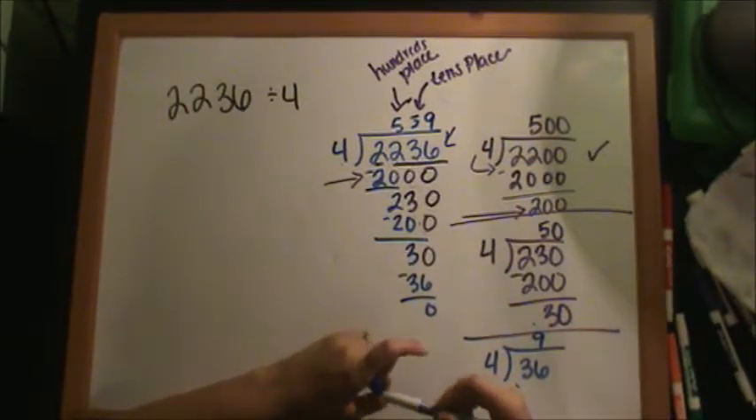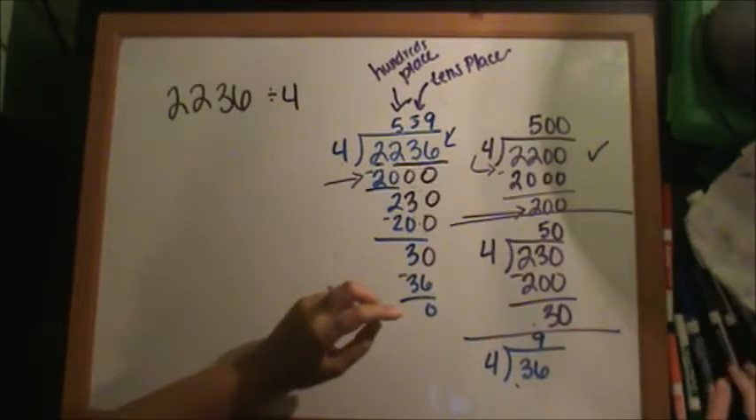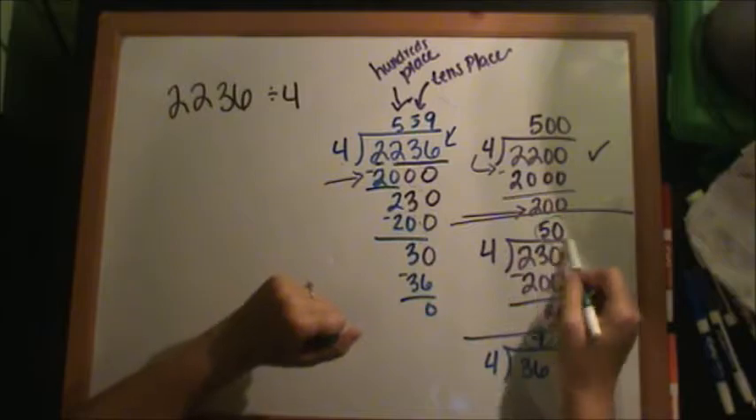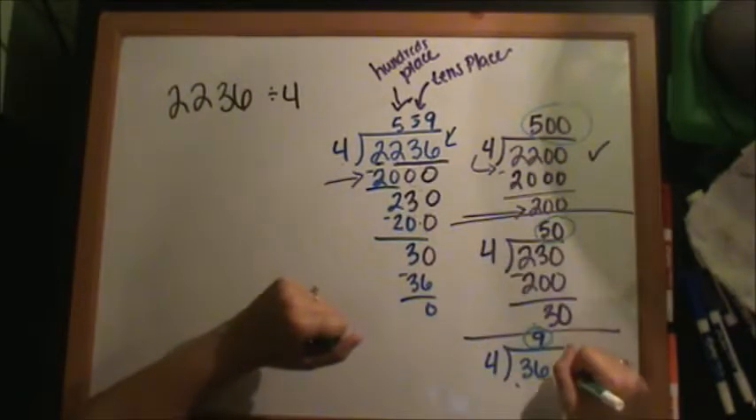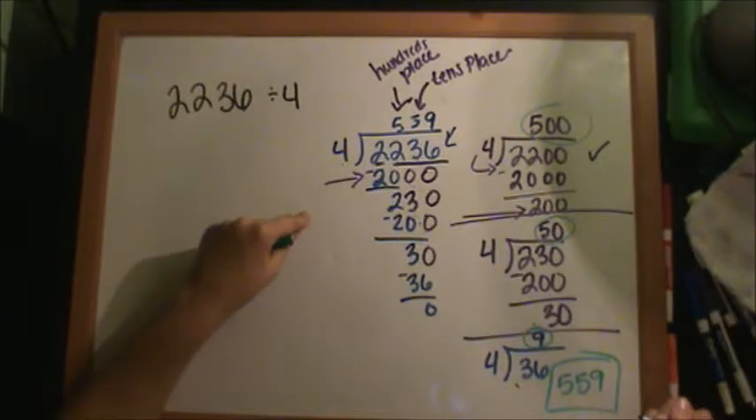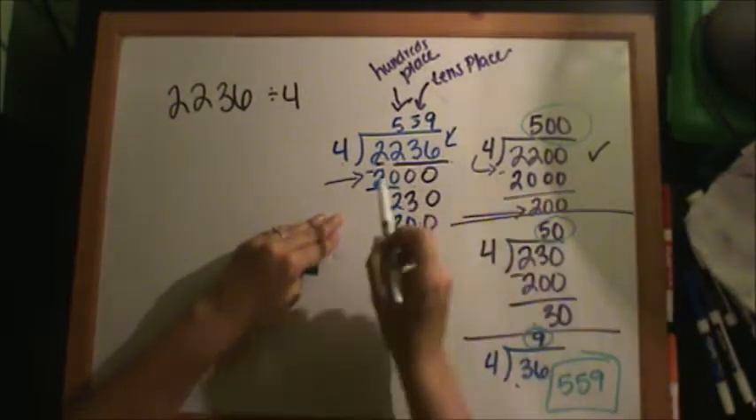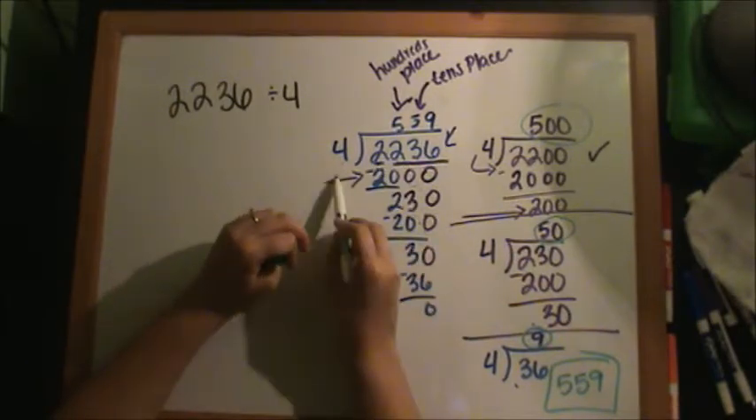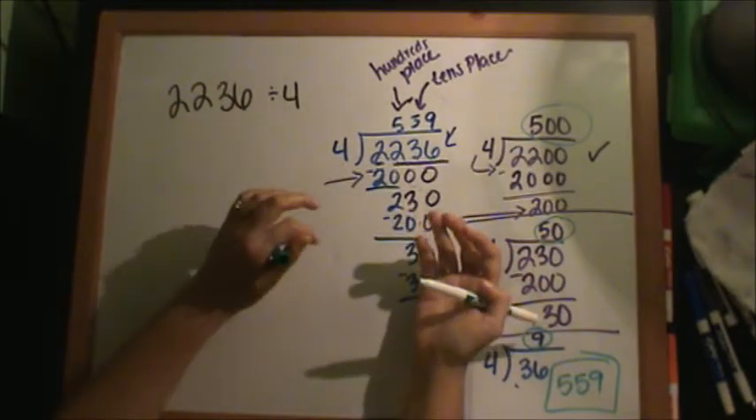So now, if you look back at what I just did, following the standard algorithm way, I got a 9 here, a 50 here, and a 500 here. That is expanded notation for 559. So that's all you're really doing. You're not saying how many times does 4 go into 22. You're saying how many times does 4 go into 2,200.